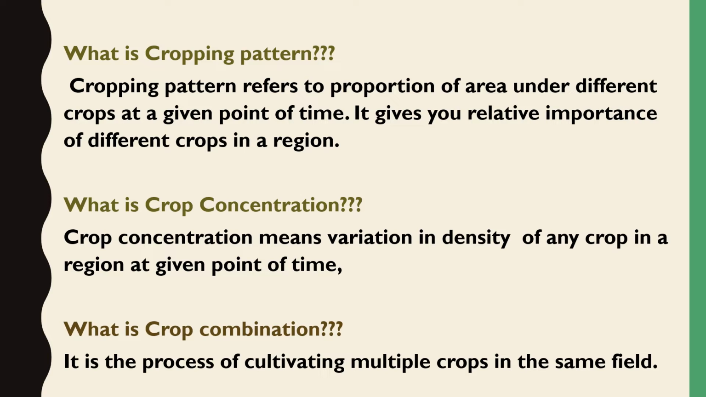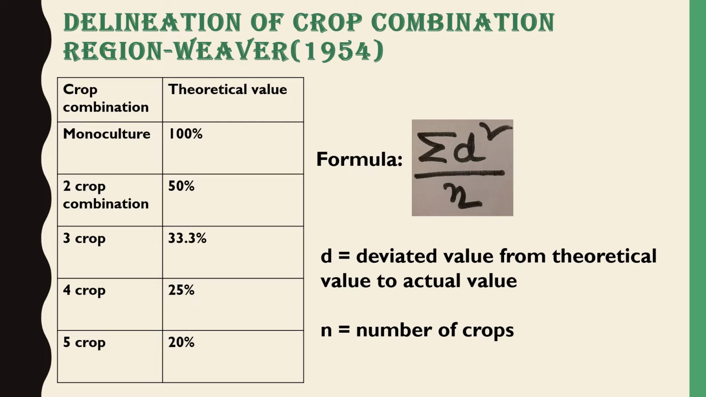What is crop combination? Crop combination is the process of cultivating multiple crops in the same field. So, coming to the next slide. We have discussed crop combination, which means multiple crop cultivation in a single land. But there is dominance of certain crops in a single land, and how to delineate it? So we have to understand the delineation process of crop combination region.